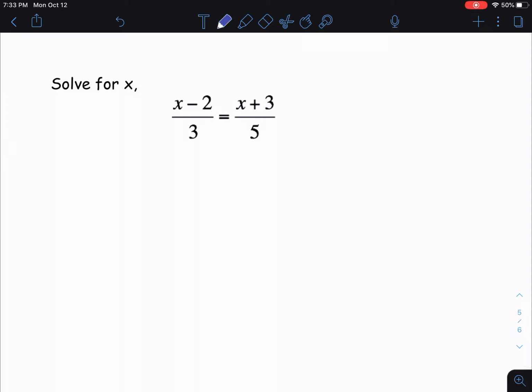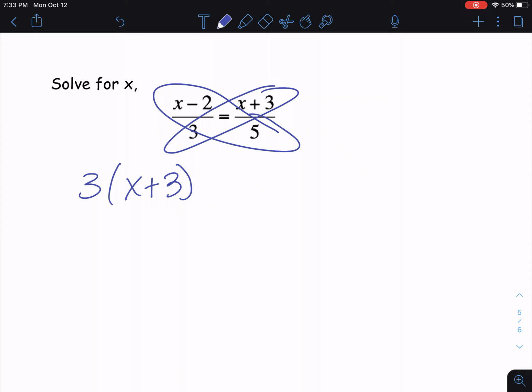Sometimes the x's may be included on different sides of the equal sign. Once again, our process is going to be the same. We're going to set our cross products equal to each other. So in one cross product, I have 3 times the quantity of x plus 3, and setting that equal to the other cross product, which is 5 times the quantity of x minus 2. Once again, it does not matter which diagonal you write on the left side of your equation or the right.